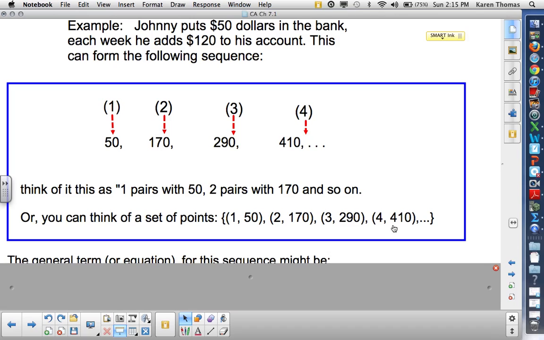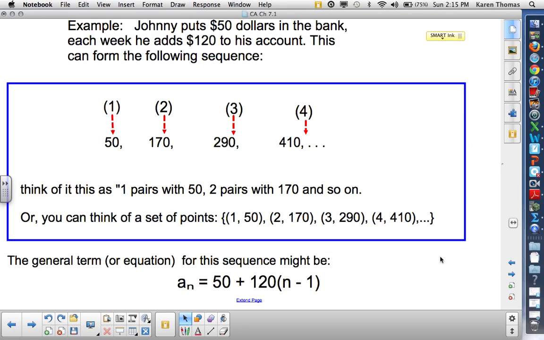There's a set of points here: (1, 50), (2, 170), and so on. The general term, or an equation for this particular sequence, could be a sub n is equal to 50, that's his first week, plus 120 times (n minus 1). n is actually these numbers right here, the ones on top. So each week the number goes up, and we can put that number in for n right here.